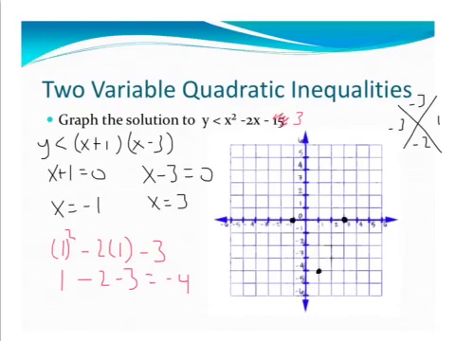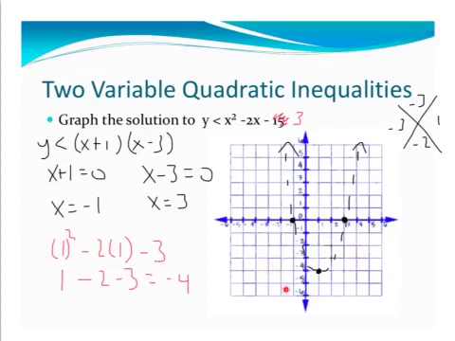Now, let's pay attention here. We have strictly less than. So that means that it's going to be a dashed line, just like this. And then comes the shading aspect. So what I need to do is shade either in here or on the outside. Well, since it's less than, it's going to be below the line, or below the parabola.